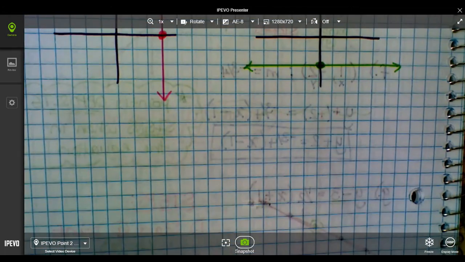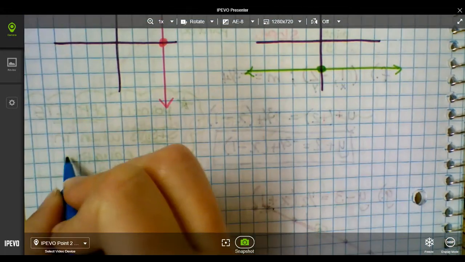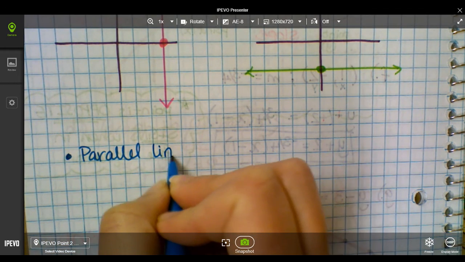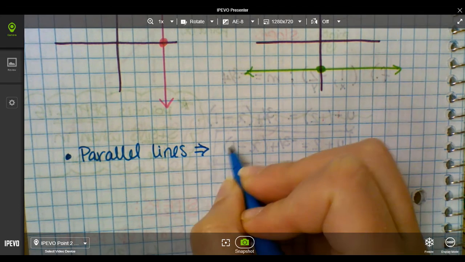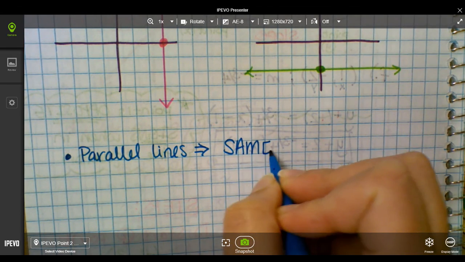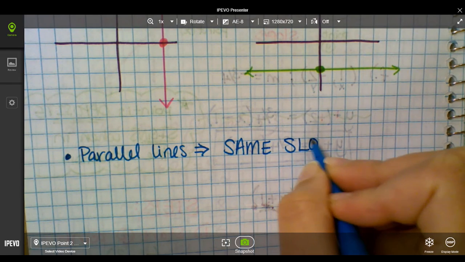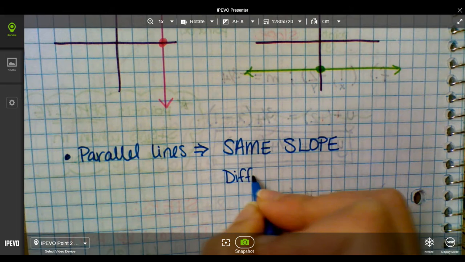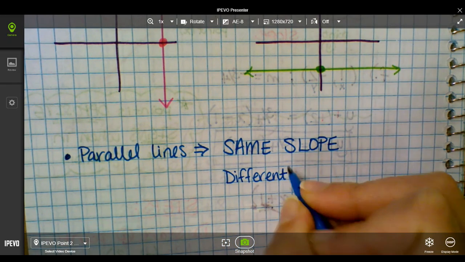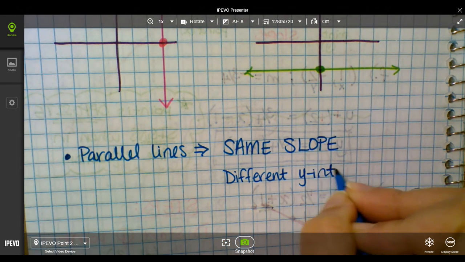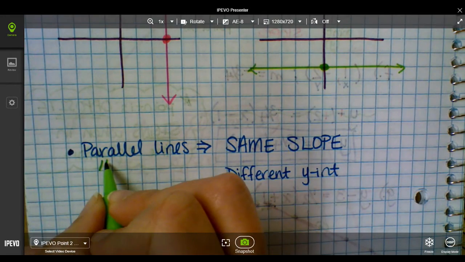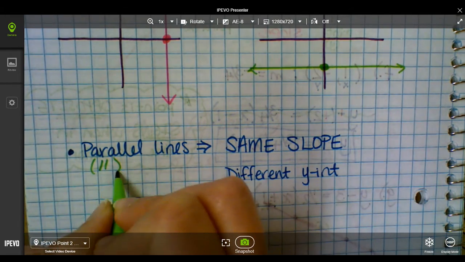And then really fast, I'm going to sneak this stuff in here. So parallel lines. Parallel lines have the same slope, but they have different y-intercepts. Okay, and again, you can use this symbol for parallel. It's just 2 lines that look like they're parallel to each other.